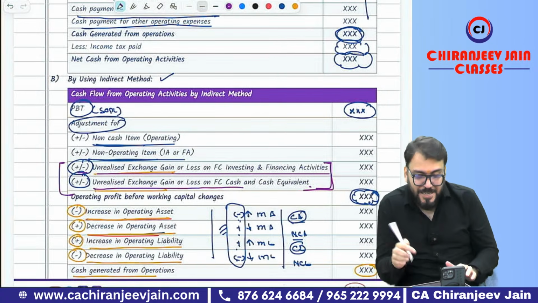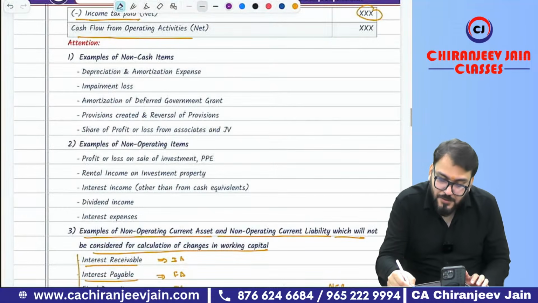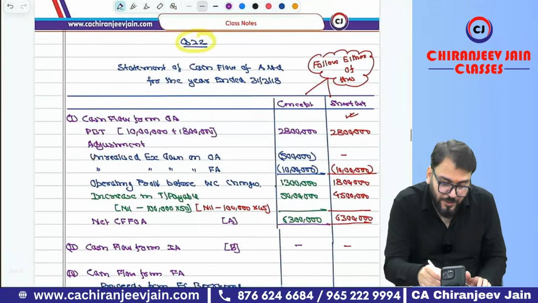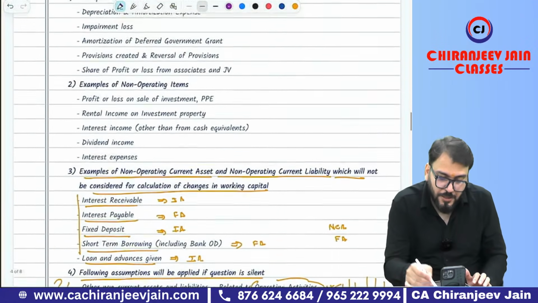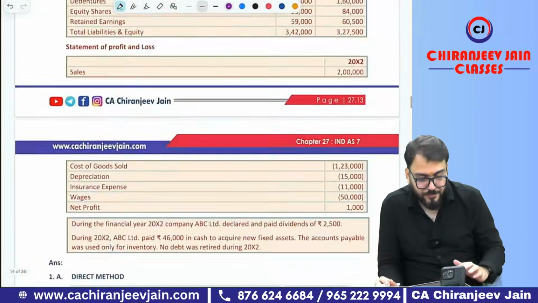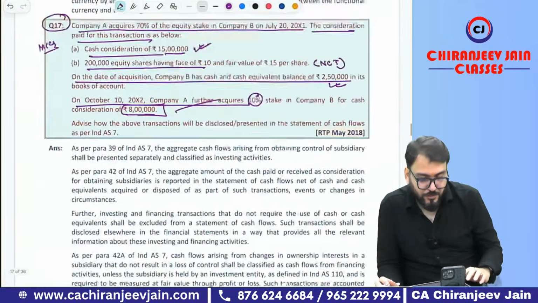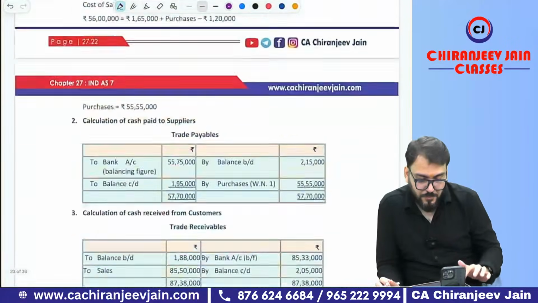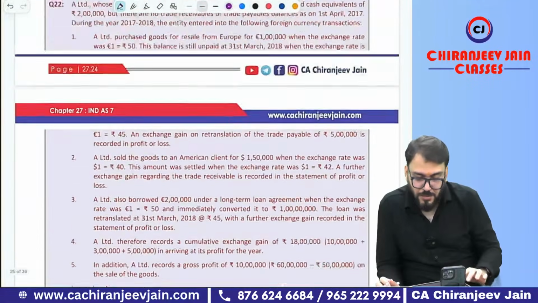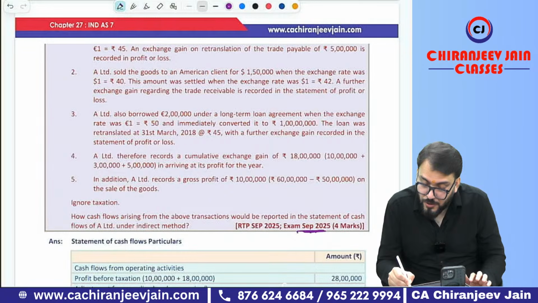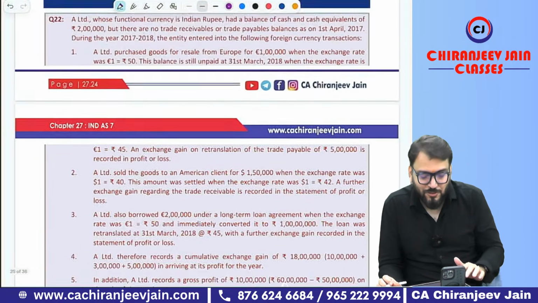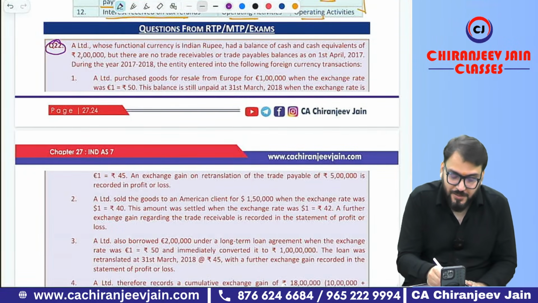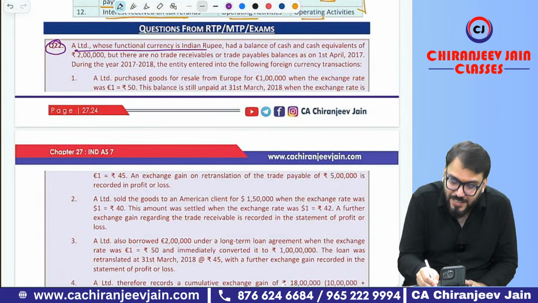Follow. Let me take one question that was asked in the exam. This was the question, question number 22. It was asked in September 2005 for 4 marks. Oh my god, this should not be a question of 4 marks, but they have asked for 4 marks only. A Limited, whose functional currency is Indian rupee.